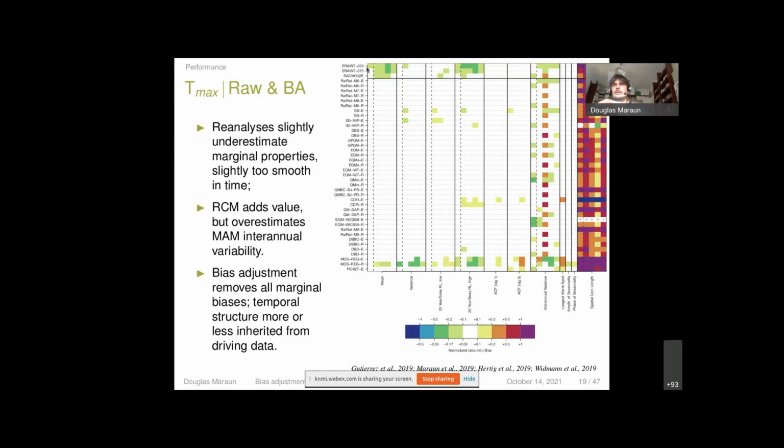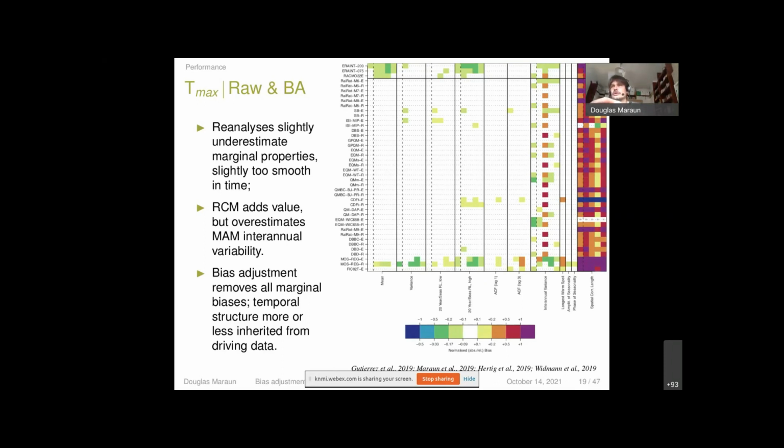And this is, again, up here, it's the raw data, the uncorrected reanalysis, and then here you see the performance. And basically all these things here are well adjusted by the bias adjustment methods. I mean, in many cases, you don't have any problems here. But you can also see that, for example, the interannual variance is not quite corrected.